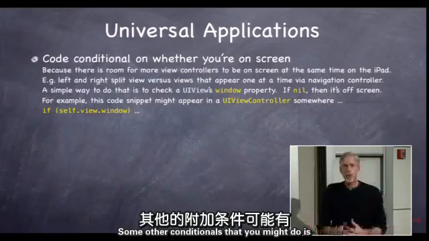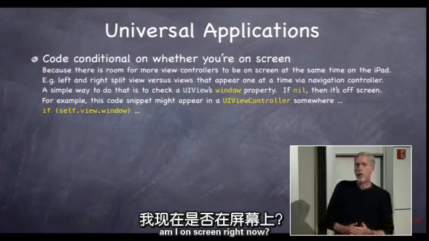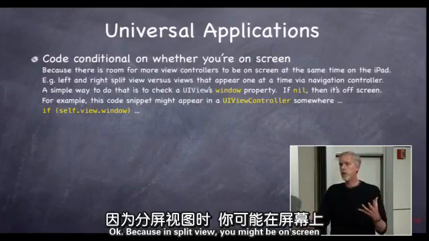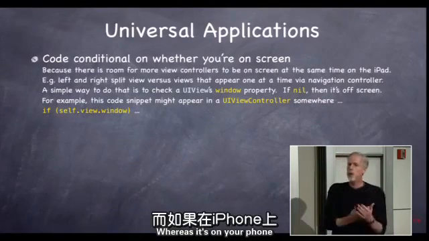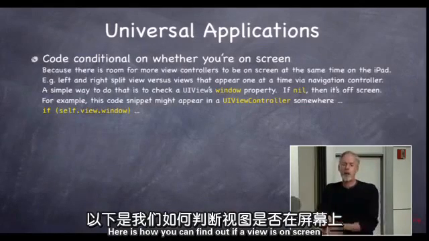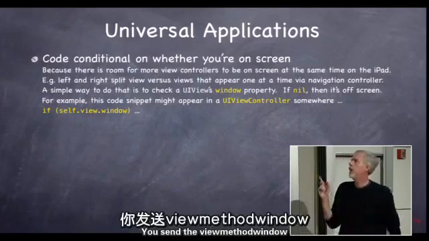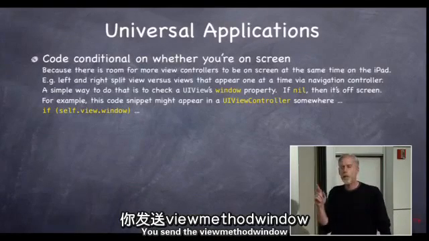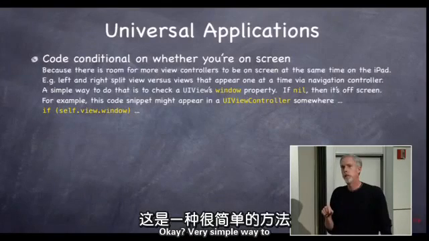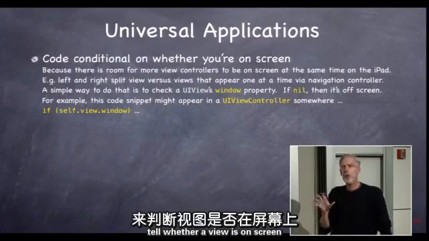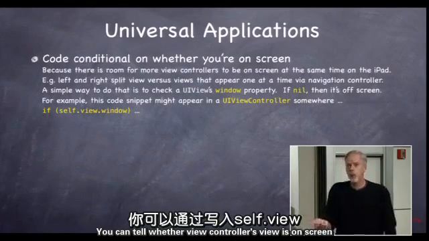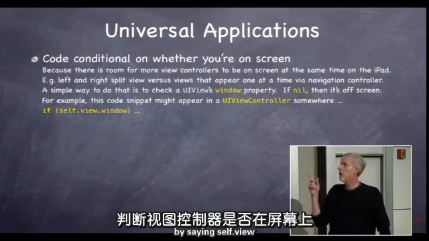Some other conditionals that you might do is, am I on screen right now? Okay? Because in a split view, you might be on screen, because both those views are on screen. Whereas on a phone, you might be in a navigation controller, you're not on screen right now. So here's how you can find out if a view is on screen. You send the view the method window. And if that comes back nil, it's not on screen. Okay? Very simple way to tell whether a view is on screen. And you can tell whether a view controller's view is on screen by saying self.view.